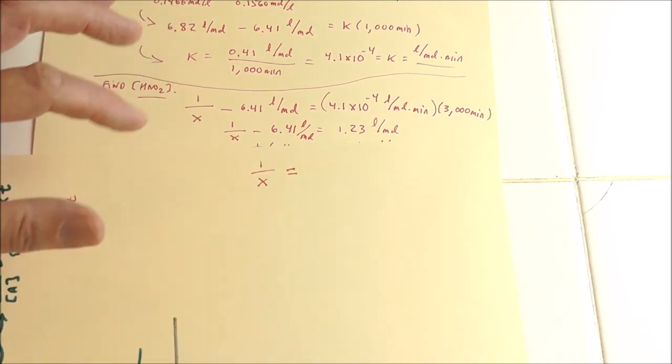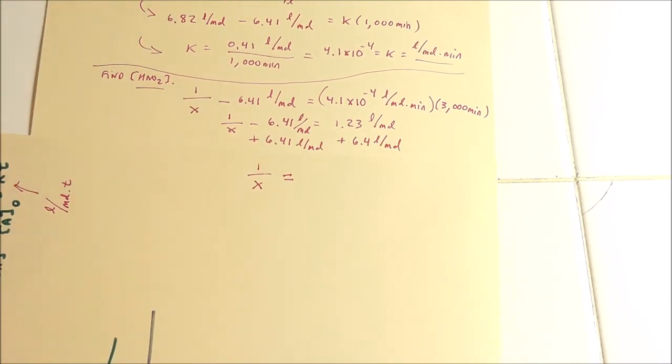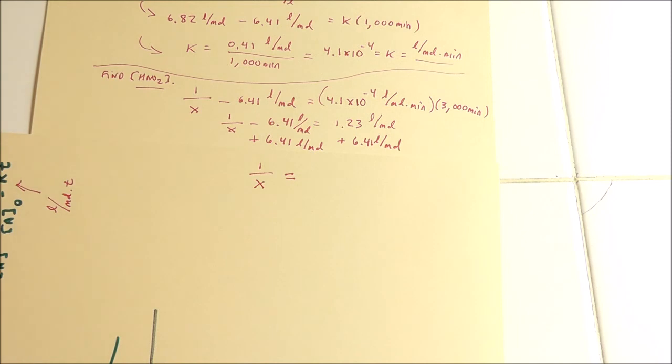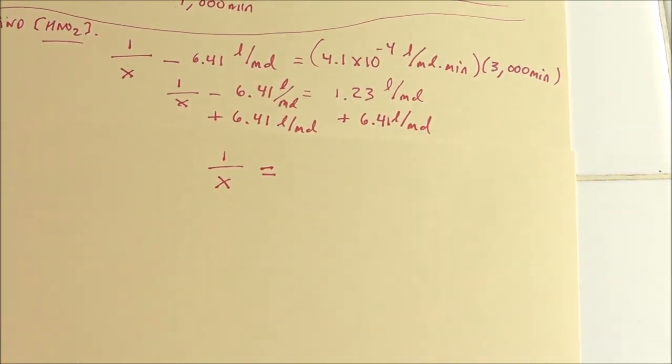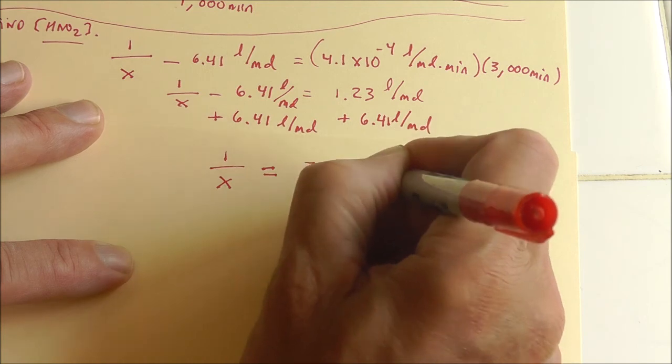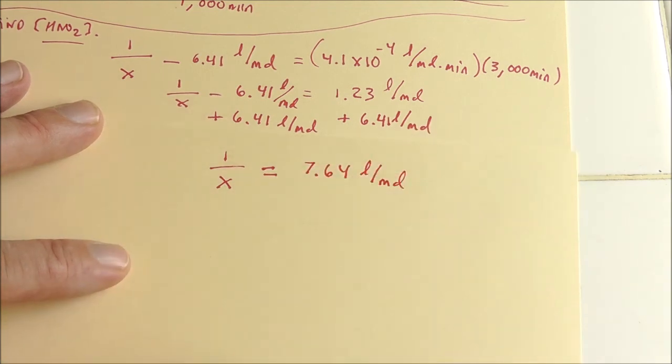And so what we're going to do now, of course that will be 1 over X equals whatever 1.23 plus 6.41 is. I left the 1 out when I started panicking due to my lack of paper. All right. So we'll find out 1 over X is whatever 1.23 plus 6.41, 7.64 liters per mole. Okay, now what do we do?